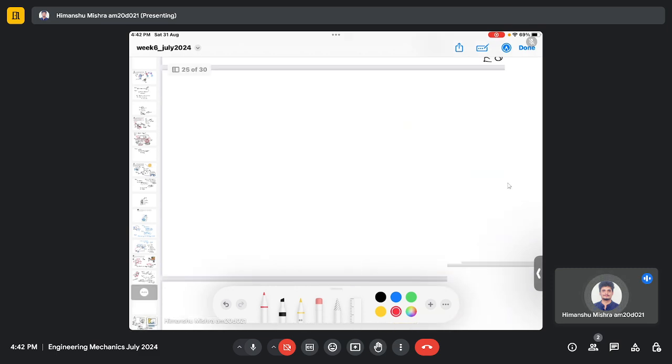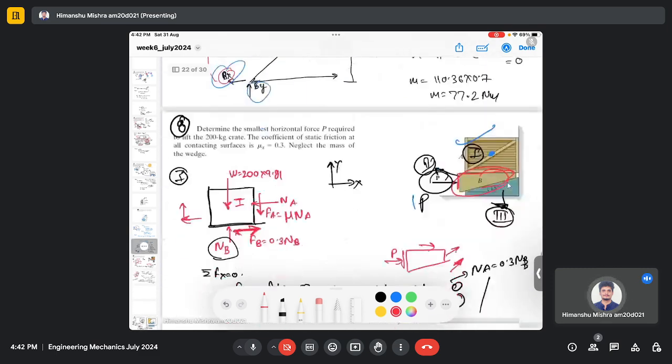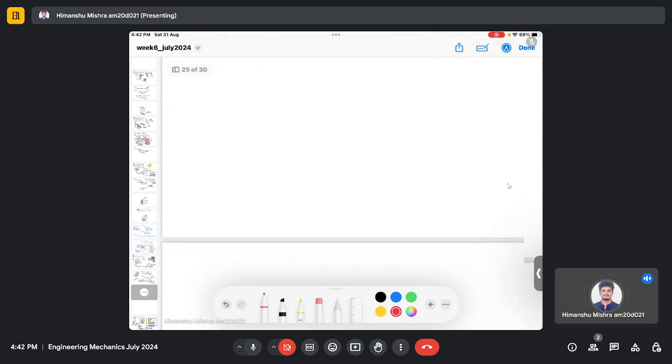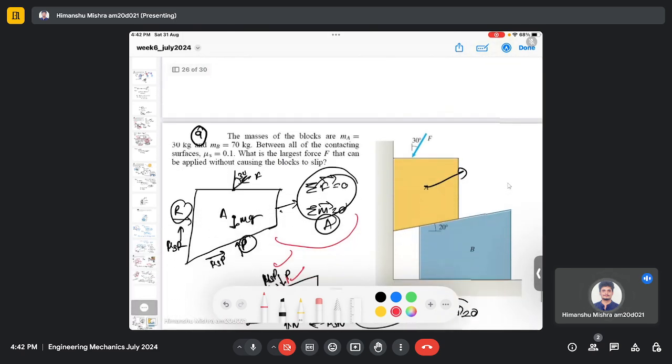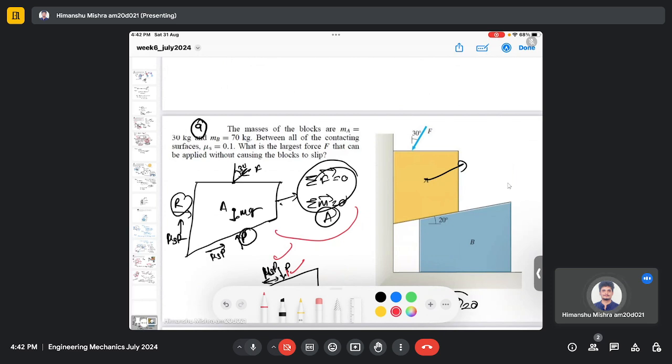So this is very similar to the previous question that we have solved here. So you can try out this question on your own, and we can discuss the same question in the next class. Thank you.